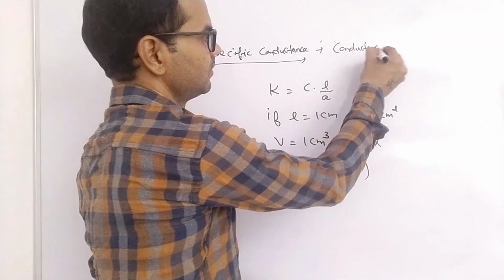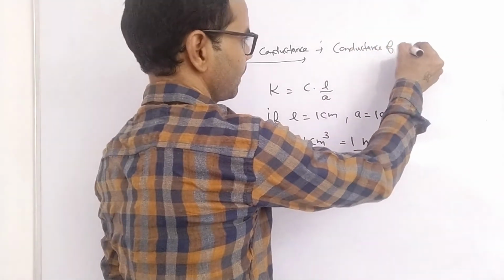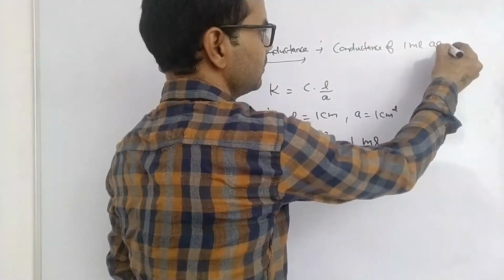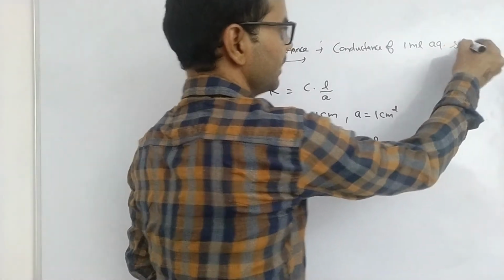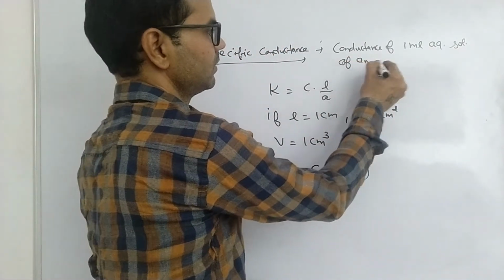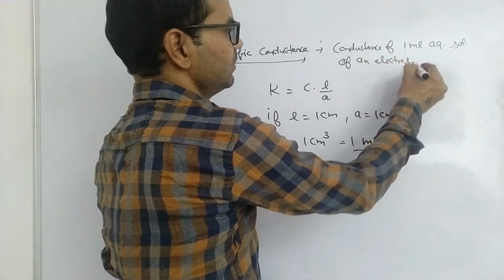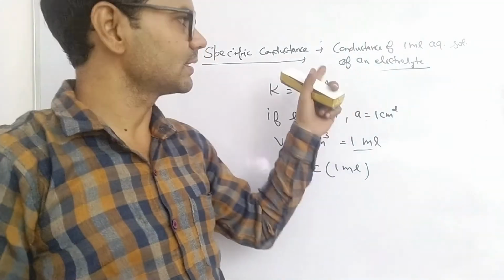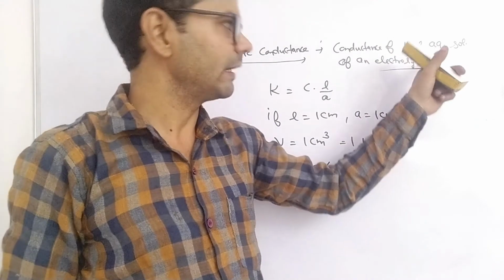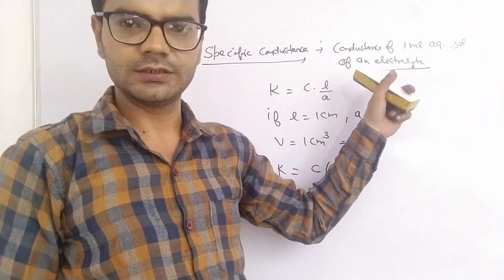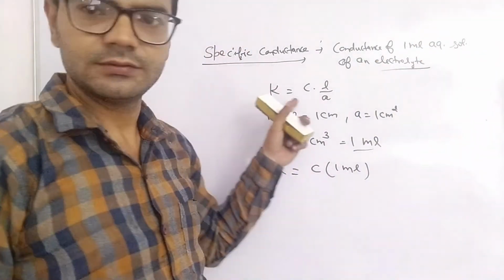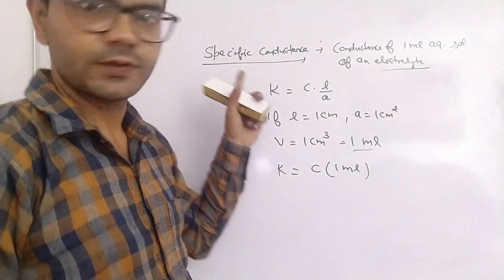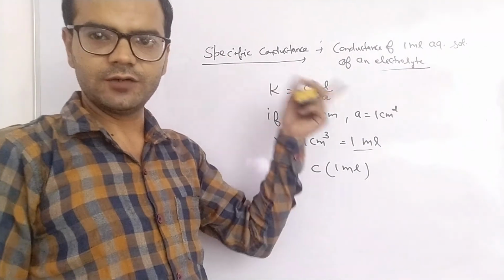So specific conductance K is the conductance of 1 ml of an aqueous solution of an electrolyte. So specific conductance is the conductance of 1 ml aqueous solution of an electrolyte. Clear? Next is molar conductivity and equivalent conductivity.